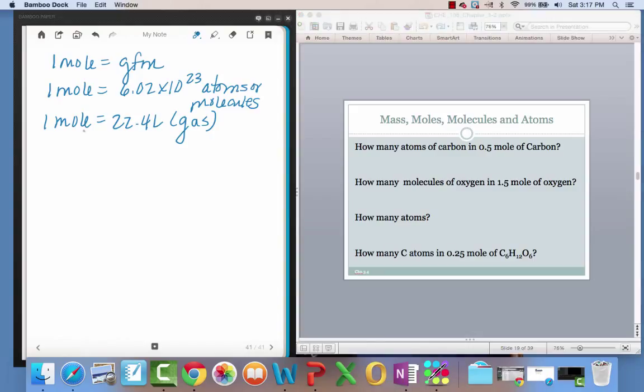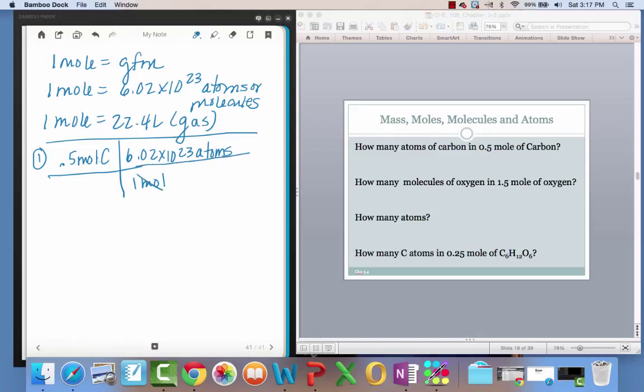All right, so let's try a practice problem. How many atoms of carbon are in 0.5 moles of carbon? So we're simply going to set up dimensional analysis. I'll number these 1, 2, 3, 4. So we have 0.5 moles of carbon. And you know that 1 mole equals 6.02 times 10 to the 23rd atoms. Moles cancel. And I'm left with 3.01 times 10 to the 23rd carbon atoms.